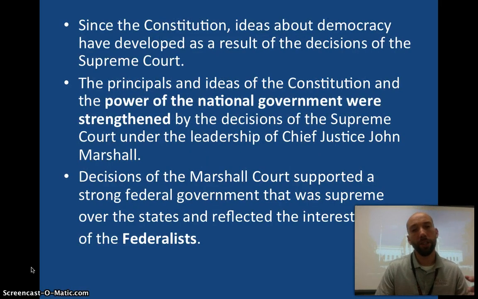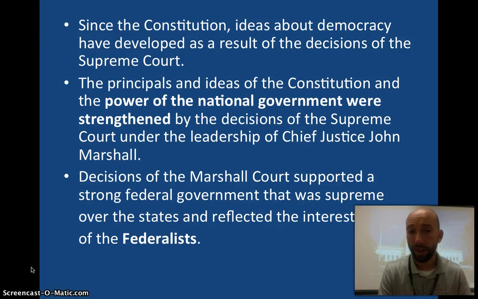Since the Constitution, ideas about democracy have developed as a result of decisions of the Supreme Court. We have lots of important Supreme Court decisions that we're going to discuss in this class, like Brown versus Board, the Dred Scott decision, Plessy versus Ferguson, Roe versus Wade, just to name a few. The principles and ideas of the Constitution and the power of the national government were strengthened by the decisions of the Supreme Court under the leadership of John Marshall. That's an important phrase. See that bolded part right there? You're definitely going to need to know that in the future.